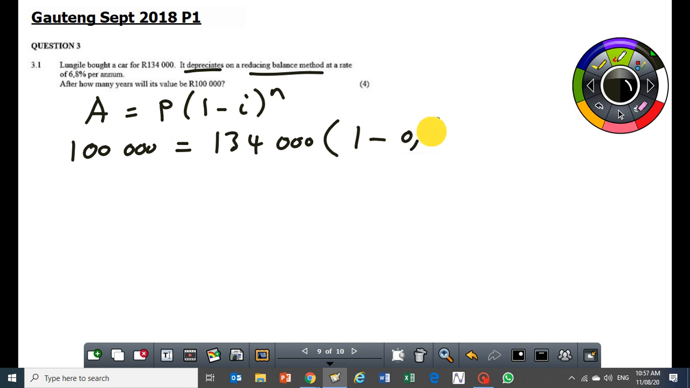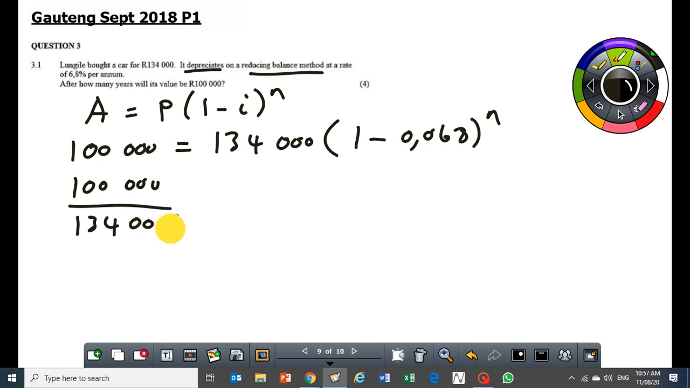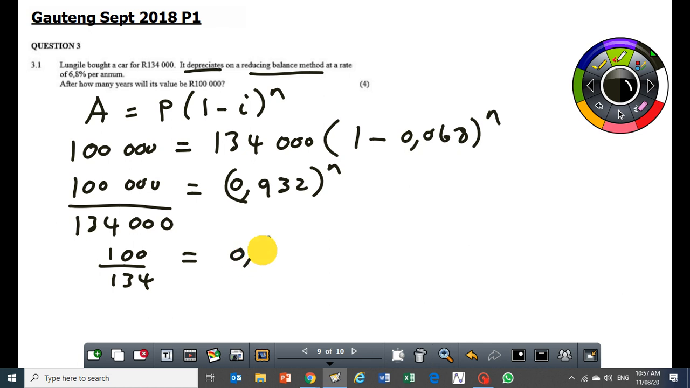So that's 0.068 raised to the power of n. So this will give me 100,000. Okay, I can simplify this. So that one will give me what? 0.932 raised to the power of n. This is the same as 100 over 134 equal to 0.932 raised to the power of n.